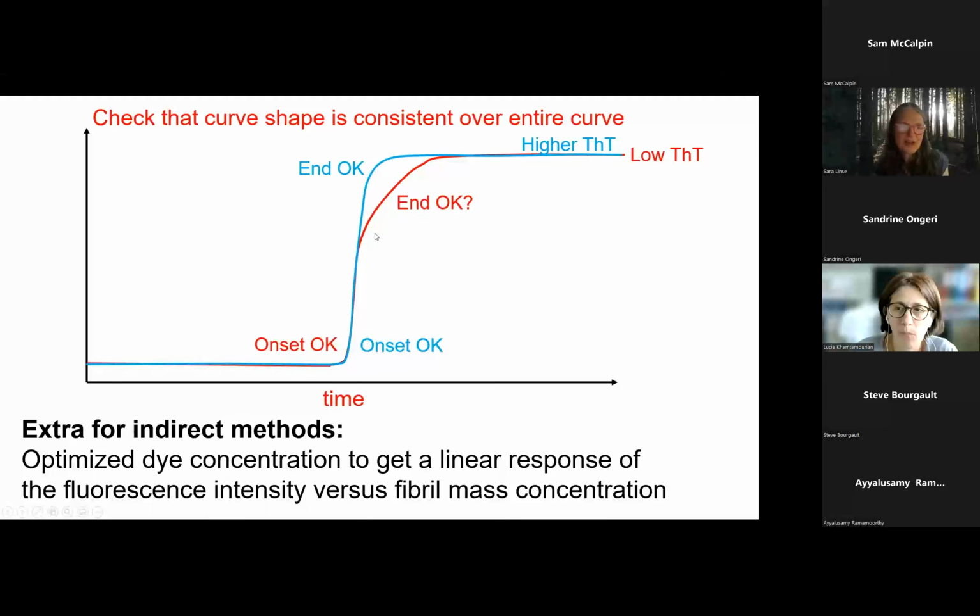So if you then just add a little bit more thioflavin T into the linear range, this is what you should see. That the end also looks okay. And then, of course, if you have too high thioflavin T, it still looks okay, but it flattens. It flattens at a lower value than it would otherwise do.